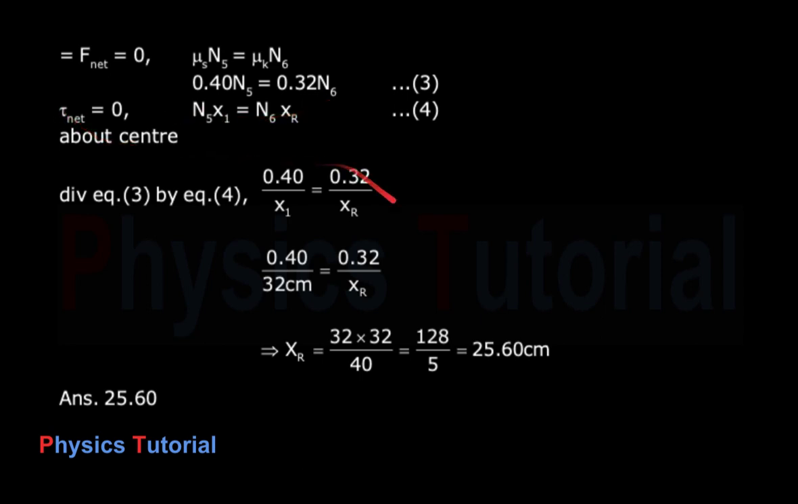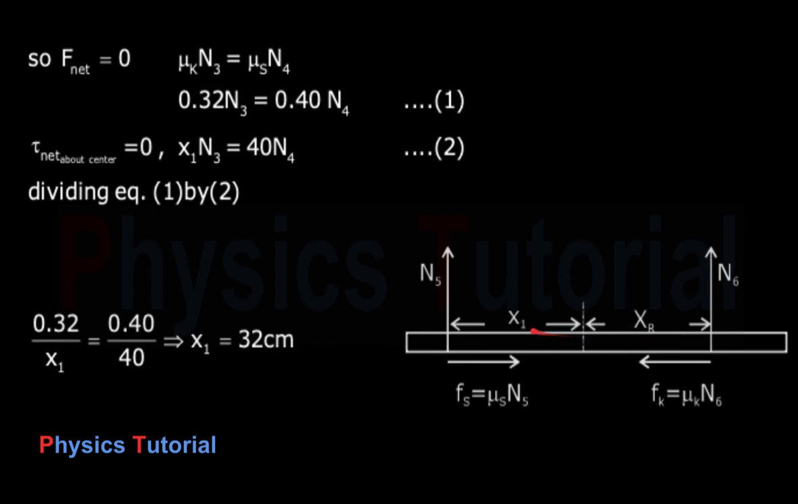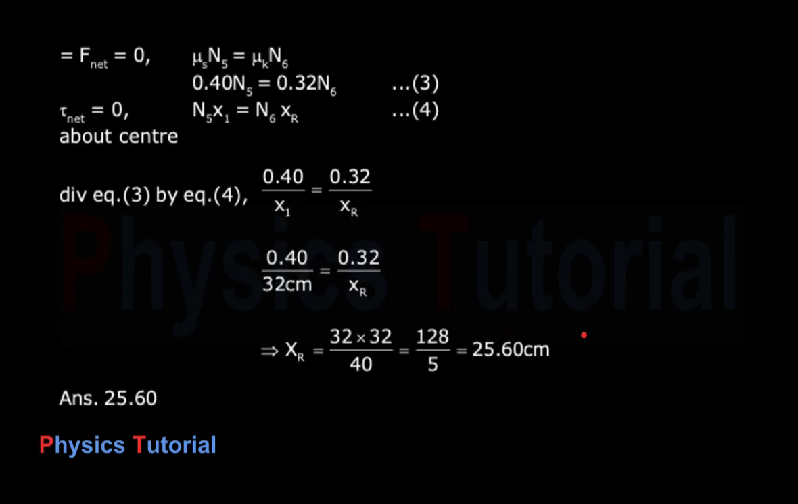And here also, once again, applying net torque equal to 0. So N5 into X1 and N6 into XR are equal. So that is equation number 4. Now about the center, we are using this torque as in the previous one also. Now dividing equations 3 and 4, you will get 0.40 upon X1 equal to 0.32 upon XR. So in this way, we can find the value of XR. So XR is 25.60. That's the answer.